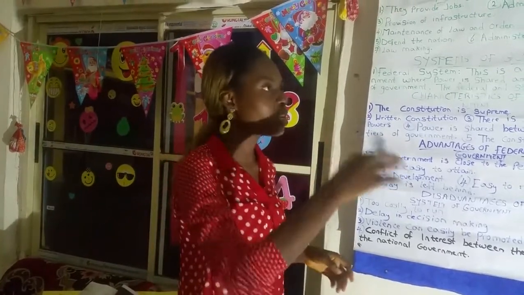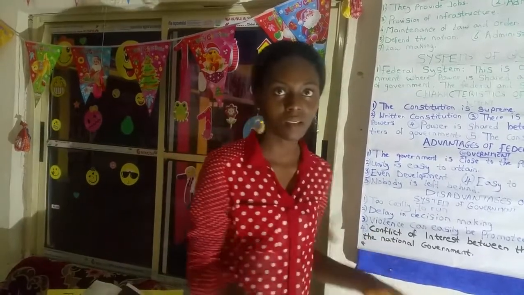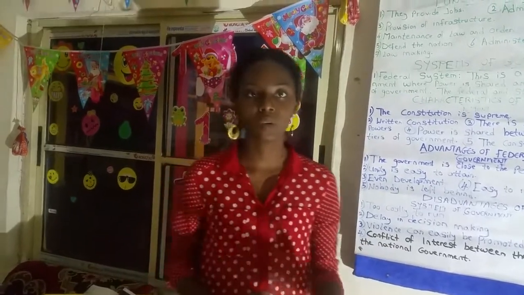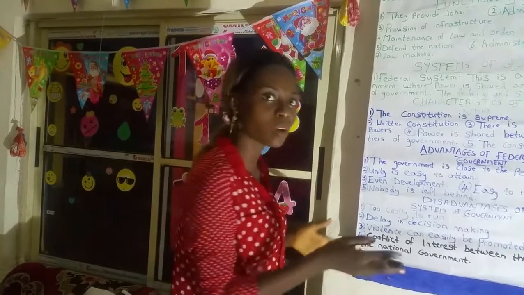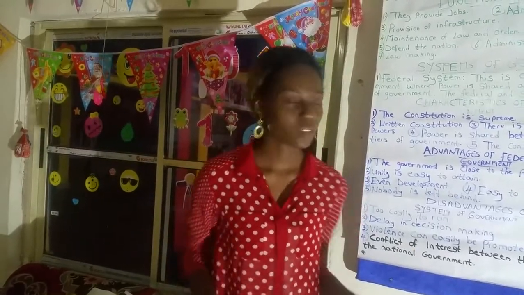Then you have number 5, nobody is left behind. Like I was saying, each governor fights for their state. Each governor will say, okay, my state needs this, so they carry everybody along. Once the governor has been reached out to, he in return will reach out to the local government chairman. And from there, it will get to the people. So everybody is carried along.